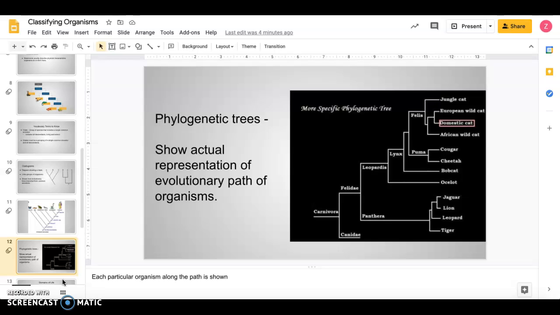Now, we're going to examine phylogenetic trees. These are a little bit different than cladograms, and they show actual representation of evolutionary paths of organisms. So each organism along the path of evolution is shown, as seen in this chart. So we can trace where specific animals have come from in this phylogenetic tree of cats.